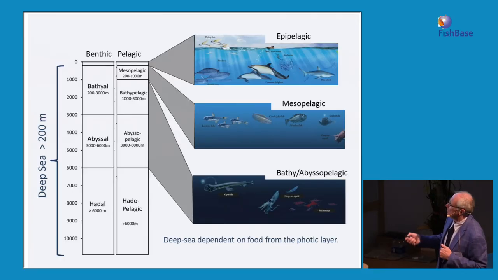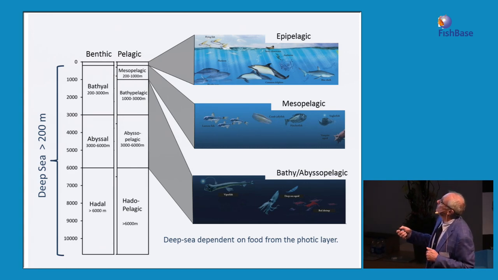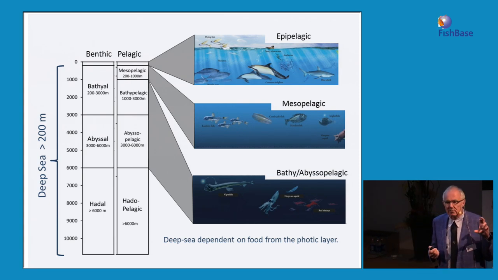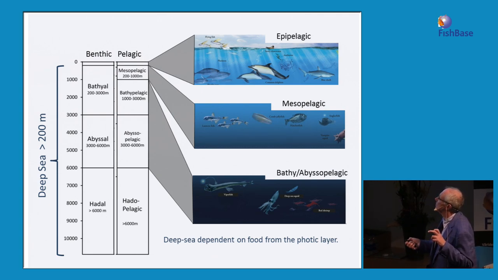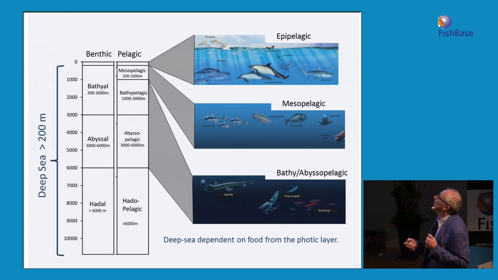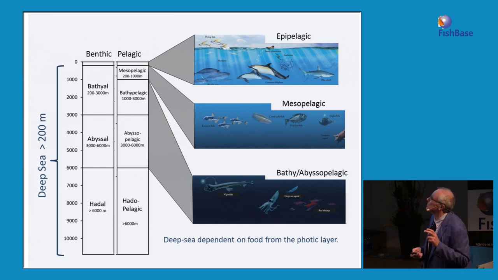So if the maximum ocean depth is 11 kilometers, deep sea fish occupy everything from 200 meters down to 11 kilometers. And the common factor is that there's only enough light for photosynthesis in the top 200 meters of the ocean. So the key point about deep sea fishes is that they are dependent on food derived ultimately from the photic zone. In the mesopelagic layer, between 200 and 1,000 meters, there is sufficient light for vision to operate, but not enough to keep photosynthesis going.